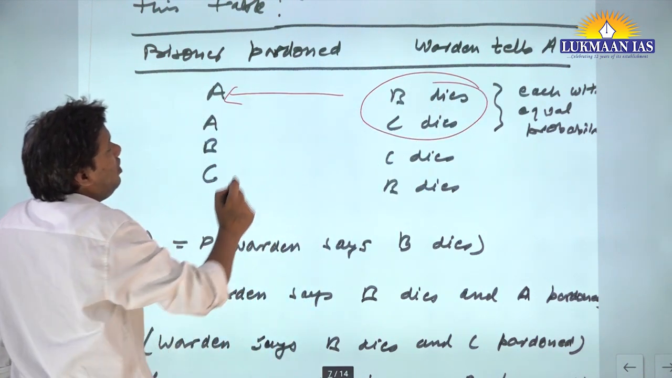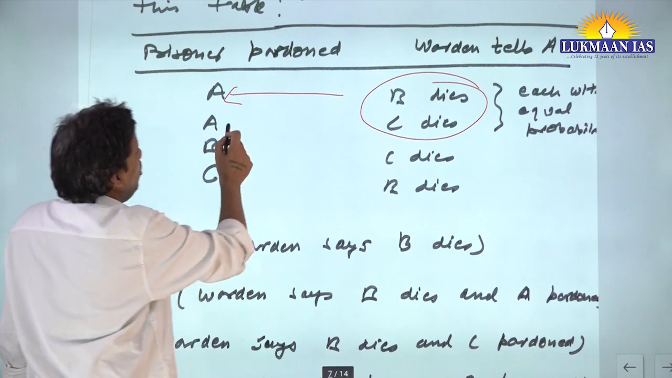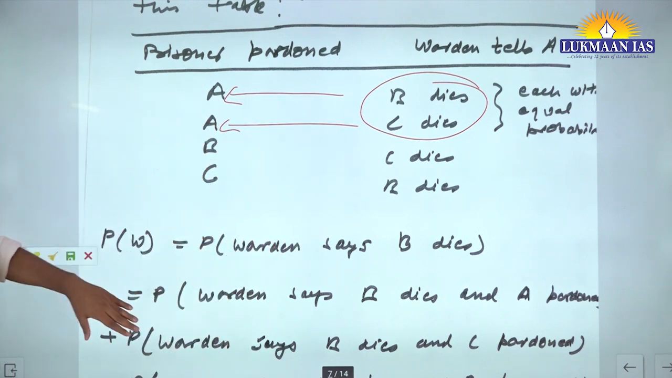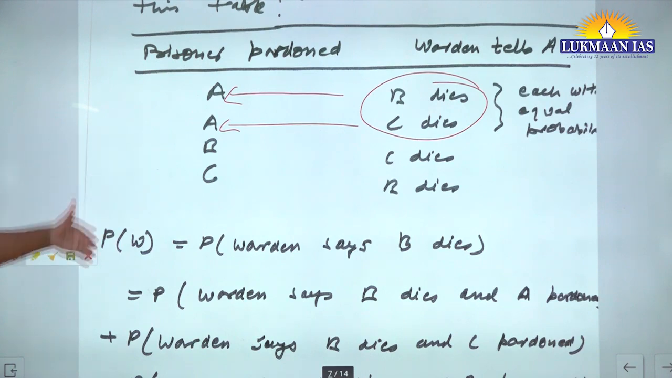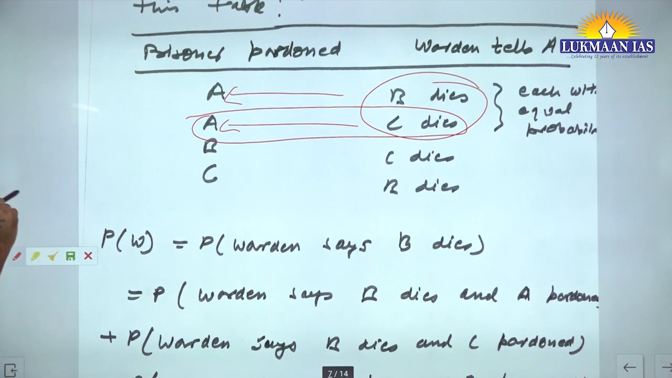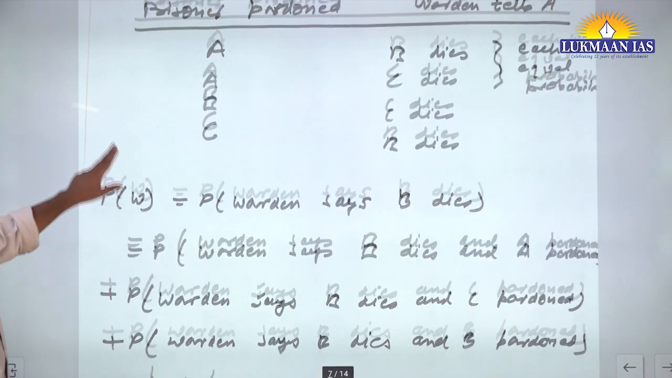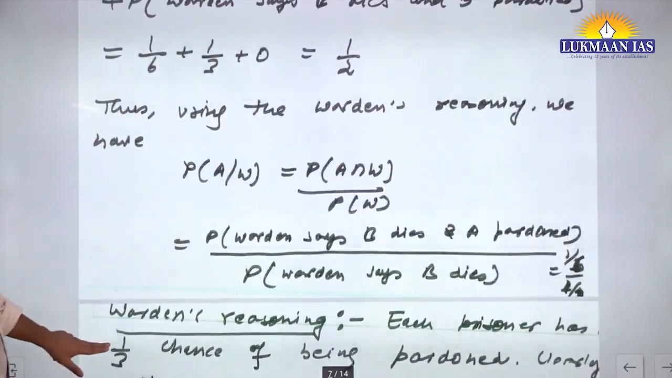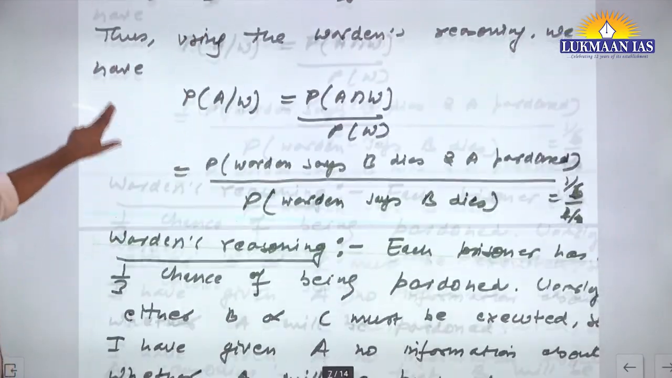When warden says B dies and C dies, but A assumed that B is dying, then my probability of... see, A forgot that I could be pardoned even when C dies; he did not consider that at all. So that's why taking PW equal to 2/3 is wrong. He must have taken half.